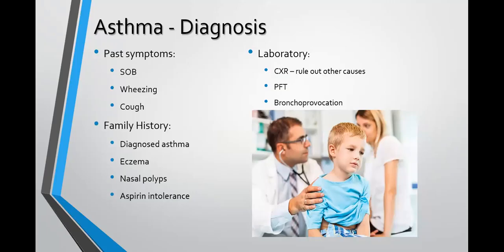All you can do is rule out other things like bronchiectasis, bronchitis, right? You rule those things out. If they don't have that, then it's probably what? Asthma, okay? You can also look at their past symptoms. Shortness of breath. Did they have wheezing, cough? What about family history? Did my mama and my daddy get asthma, right?